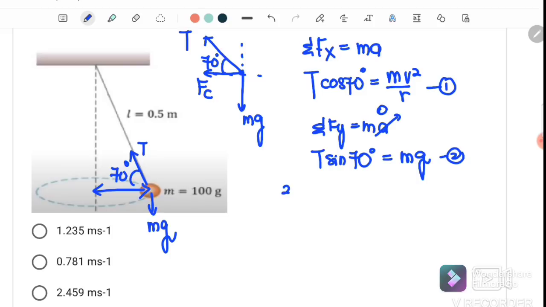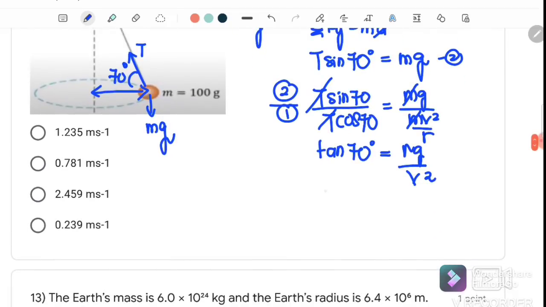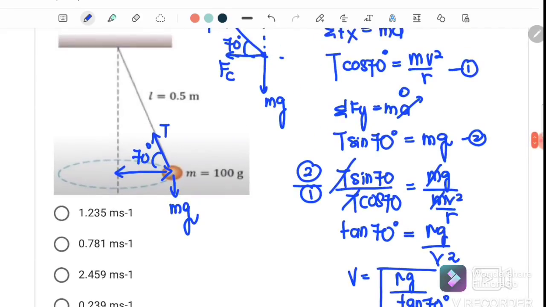Okay, so we can write equation 2 over equation 1, where T sin 70 over T cos 70 degree equals mg over mv squared over r. Tension and tension we can cancel, m and m we can cancel. So finally, tan 70 degree equals rg over v squared. Since we want to find v, the equation here is v equals square root of rg over tan 70 degree.